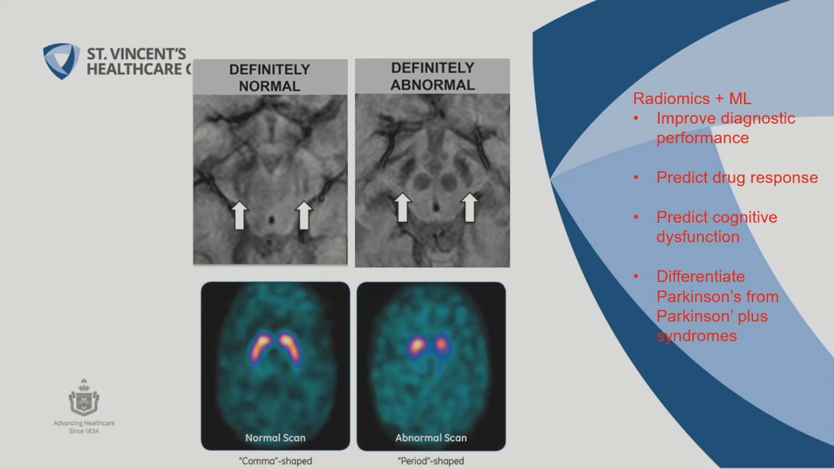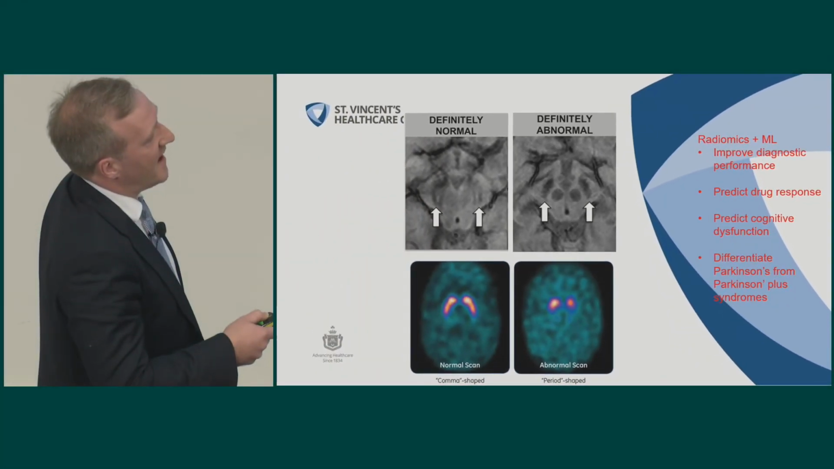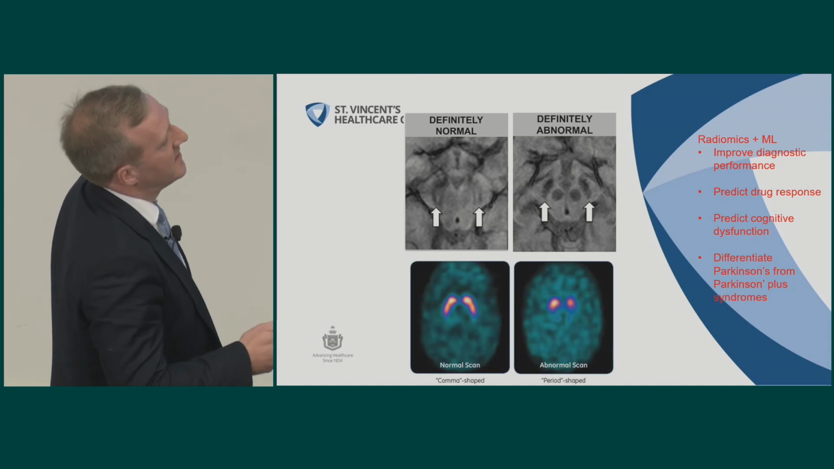So we can try and use radiomics and machine learning to improve diagnostic performance, predict drug response, predict cognitive dysfunction in Parkinson's disease, and also we can't separate out Parkinson's from patients who have Parkinson's plus syndrome, such as progressive supranuclear palsy, with this test, but maybe we can with this test.